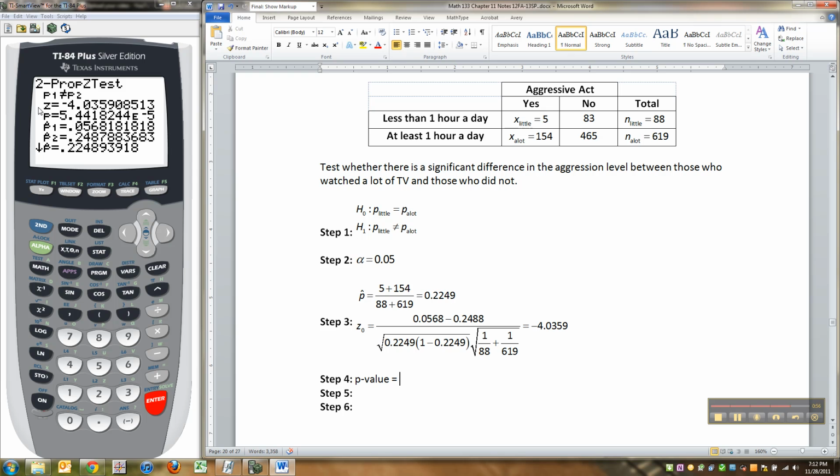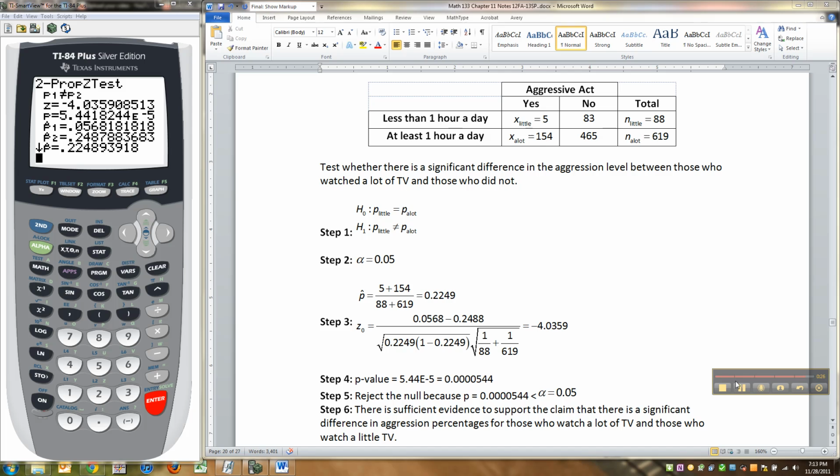It also gives you your p-value, but you'll have to see it right there. It's 5.44 e negative 5, which we all know means a very small decimal. You are going to reject the null because the p-value is less than your alpha, which was 0.05. Let me type up what that means.